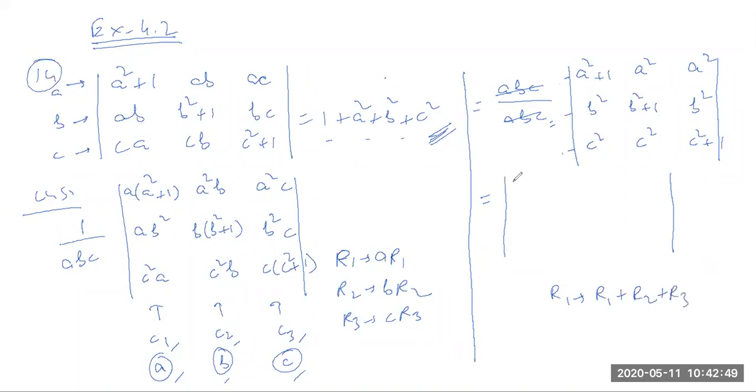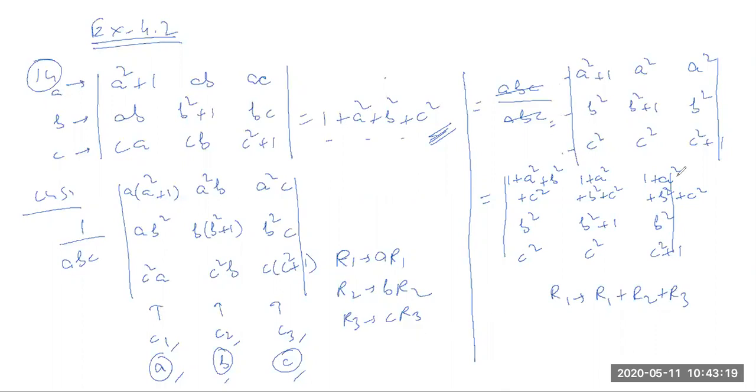So it will be 1 plus A square plus B square plus C square. It will also be the same 1 plus A square plus B square plus C square, and so will the third entry. Here we'll get B square, then B square plus 1 and B square. It will be C square, and C square plus 1.